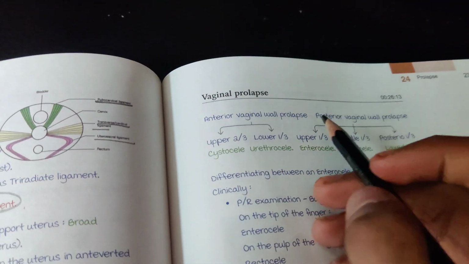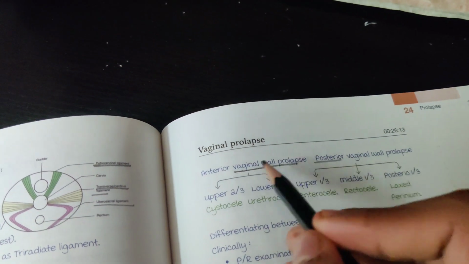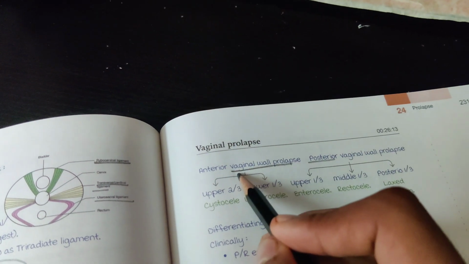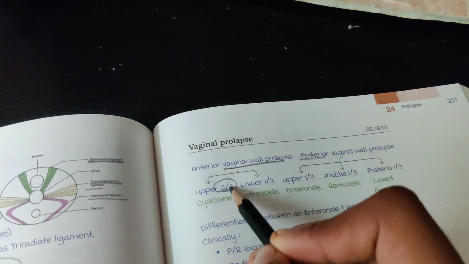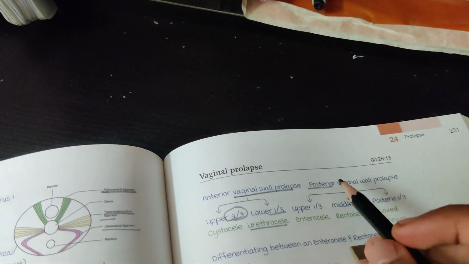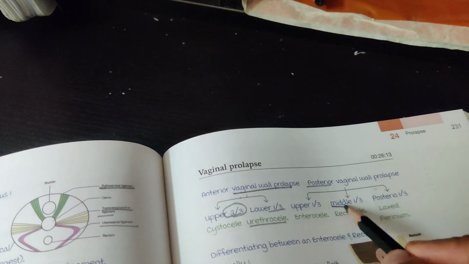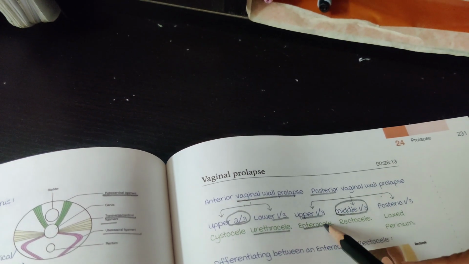Coming to vaginal prolapse, there is anterior vaginal wall prolapse and posterior vaginal wall prolapse. Coming to anterior vaginal wall prolapse, it is called a cystocele when the upper 2/3 of the anterior vaginal wall is prolapsed, and urethrocele when it is the lower 1/3. And similarly in the posterior wall, there is the additional middle 1/3. So upper 1/3 posterior prolapse is called enterocele, middle 1/3 rectocele, and lower 1/3 lax perineum.